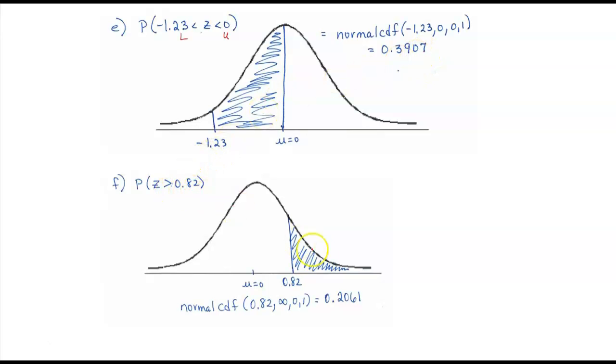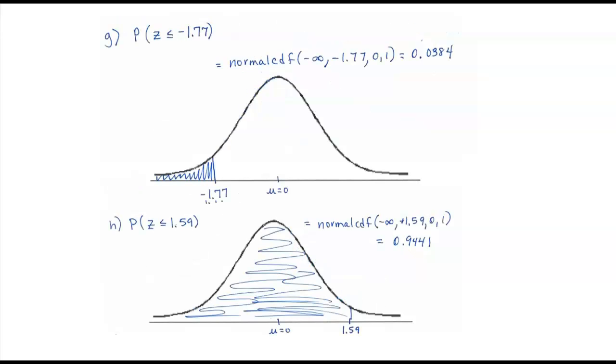This one is going to be a right tail, so we'll sketch in the right tail of the graph. I'll do from 0.82 to infinity. So that would be the E99, 0 and 1, and I get 0.2061 for my answer there.